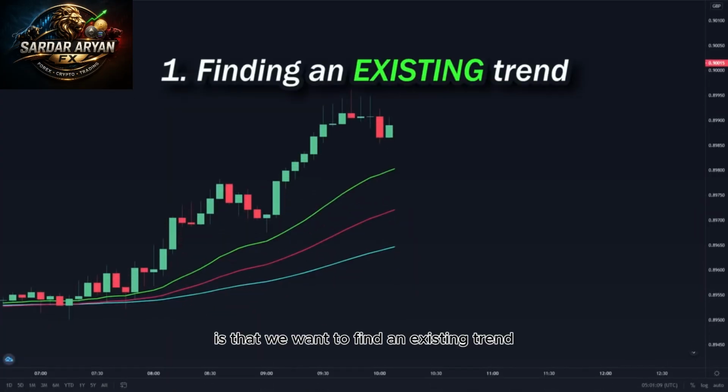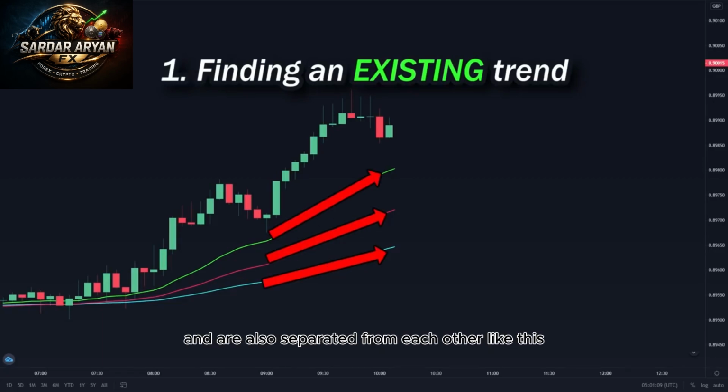The first step is that we want to find an existing trend. And the way we do that is by looking at the EMA. All three lines need to be heading in the same direction and are also separated from each other like this.